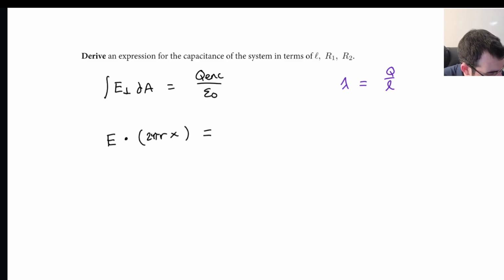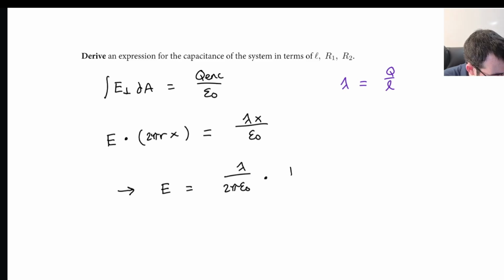And then my Q enclosed is going to be lambda times the length enclosed divided by epsilon naught. So we get our usual E from a line charge expression of E is equal to lambda divided by 2 pi epsilon naught times 1 over r. Which is not what we want. We want the capacitance, but this is the first step.